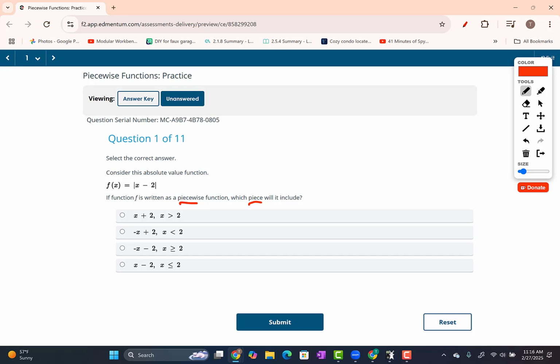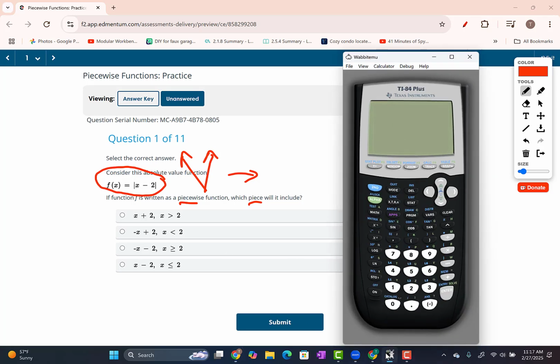So first off, let's recall that this is a V-shaped graph that's been shifted. That minus 2 shifts the graph to the right 2 units. We, of course, could use any kind of graphing technology. You could use Desmos to see that the graph is going to take this basic form. Notice the vertex is right there at the point 2, 0.